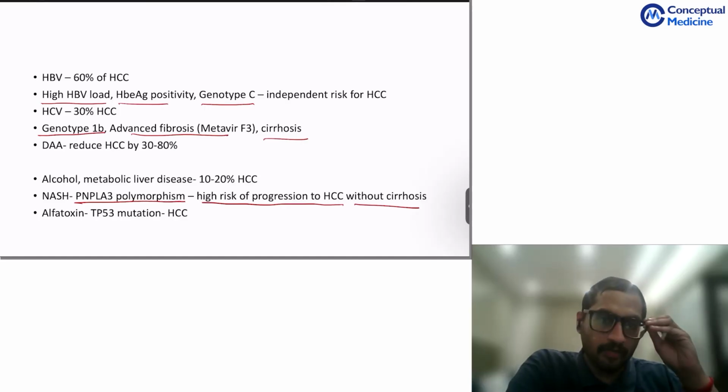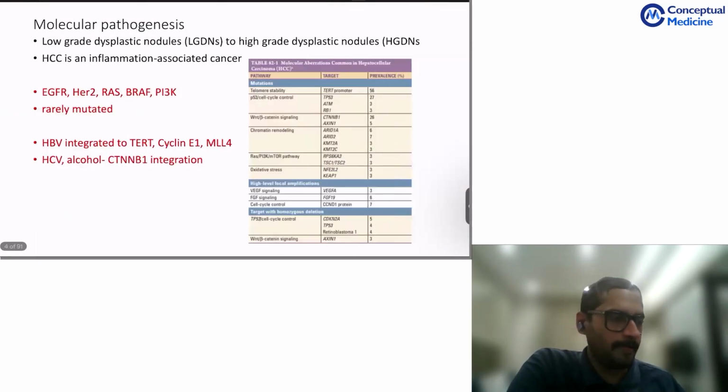Aflatoxin from fungus, we know TP53 mutation causes hepatocellular carcinoma. Some basic pathology we should know. Whenever there is a malignancy, we always have dysplasia. In HCC, we have low grade dysplastic nodules, which transform into high grade dysplastic nodules. And HCC is a highly inflammatory condition.